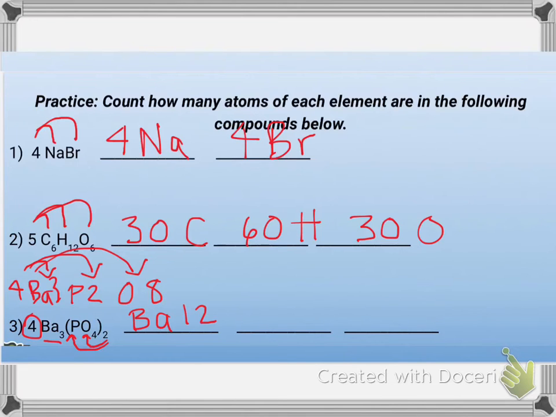We're going to do, well, let me stay consistent here. Okay, then we have 4 times 2, which is 8, so that's 8 phosphorus. And then we have 4 times 8, which is 32, so that's 32 oxygens.